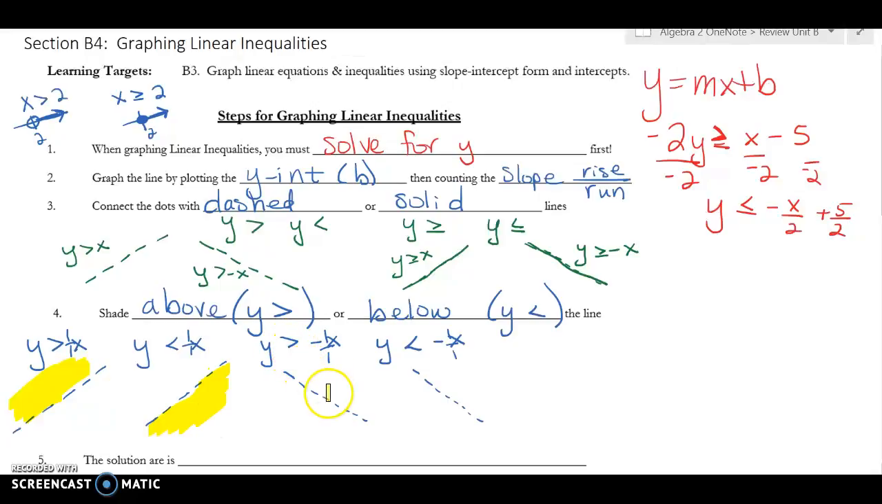This is greater than, and so the line goes a different way, but I'm still figuring out where my above is by looking at the middle and shade above the line.